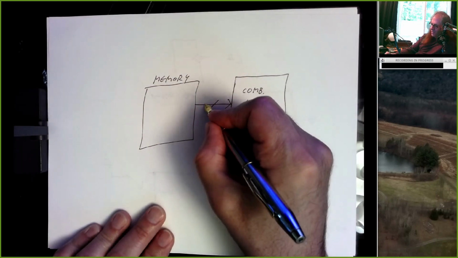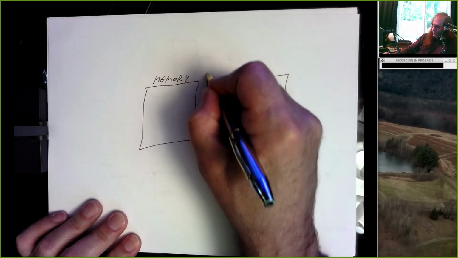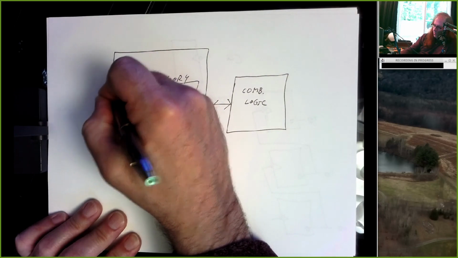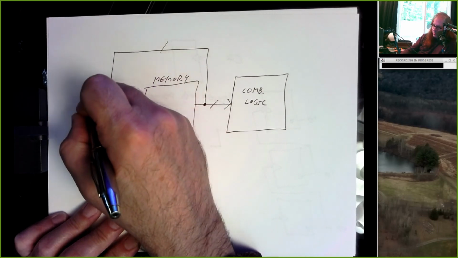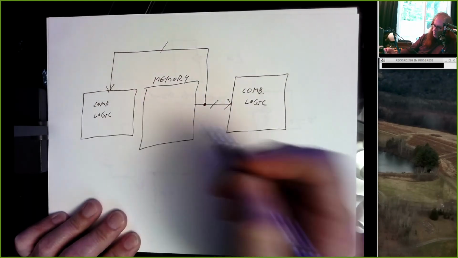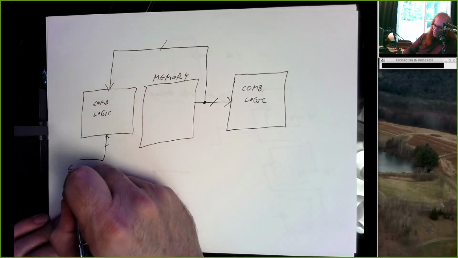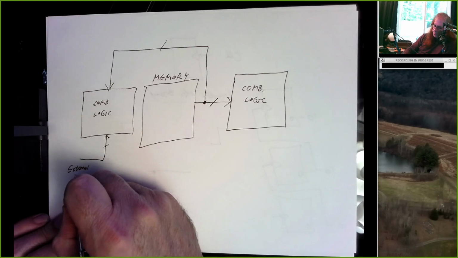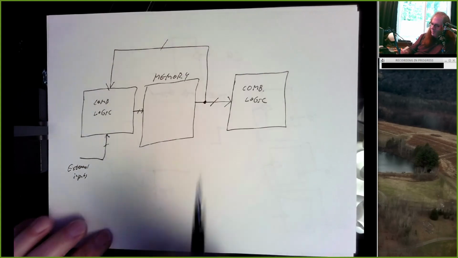All right, we also have feedback. So we have the output of the memory feeding another block of combinational logic. And we also have external inputs. And then the output of the combinational logic feeds into the memory.